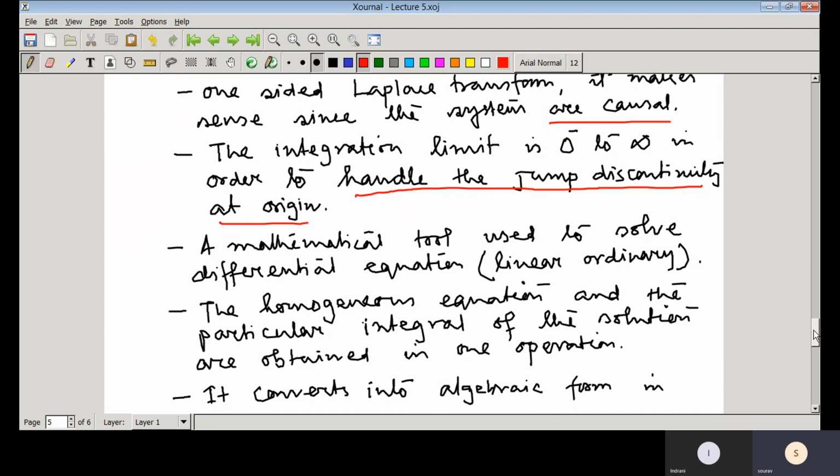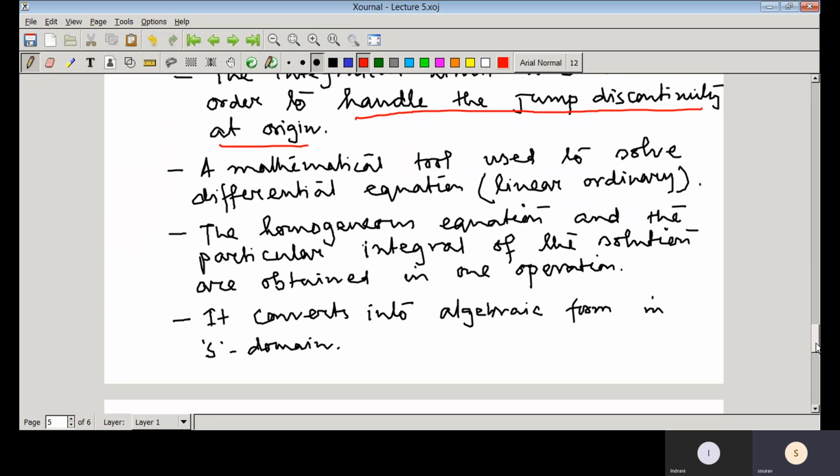And here we have pointed out one important thing: if you would like to solve these integral differential equations, linear ordinary equations, via the Laplace transform, then the particular integral and the homogeneous solutions are obtained through one step. Another thing is that via the Laplace transform we convert it into algebraic form. Okay, thank you.